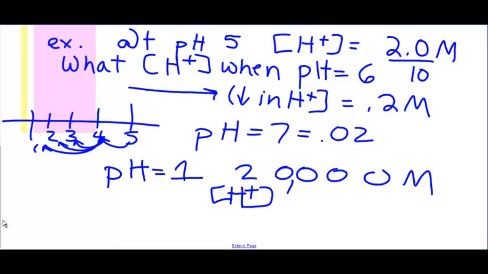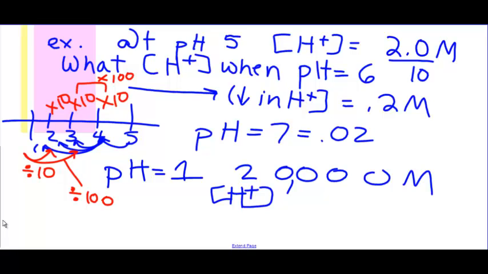But just to give you an idea, when you go down the pH scale, for every 1-digit change you go down, you multiply by 10. So if you move 2 digits, then you would multiply by 100. However, when you go up the pH scale, for every 1-digit change, you divide by 10. So if you go 2 digits, you would divide by 100. If you go 3 digits, you divide by 1,000, etc. I'll show you some practice with this tomorrow.